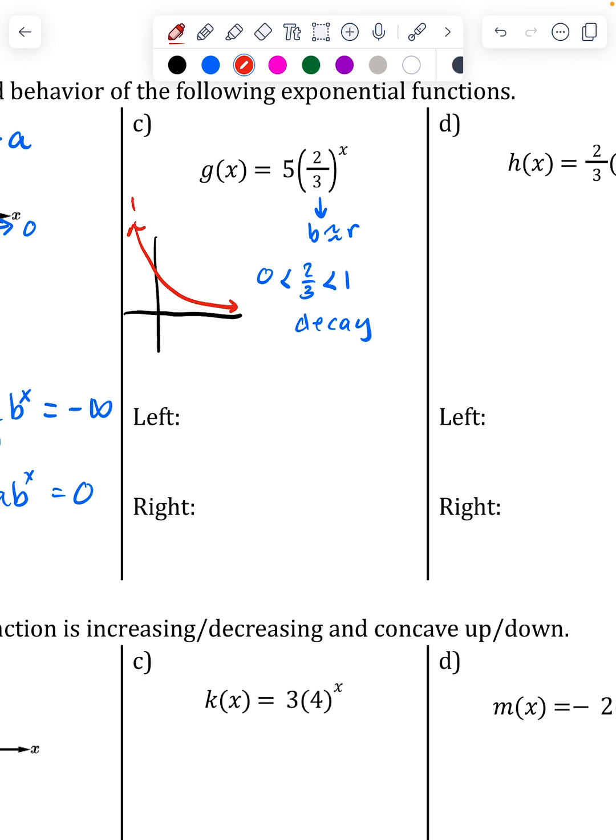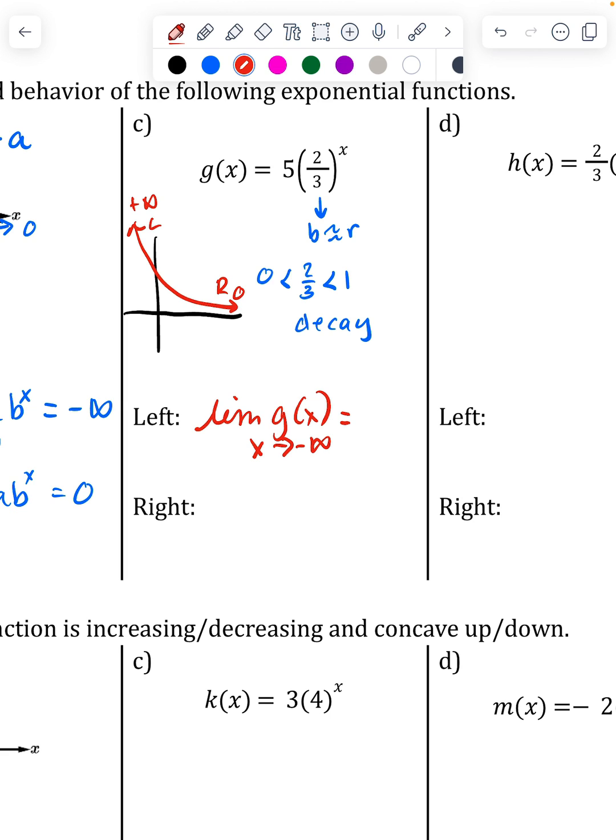So the left end of this will be going up, and the right end of this will be the one that's heading towards zero. When I go to write this out, I'm going to write the limit of function g as x approaches negative infinity for my left end.